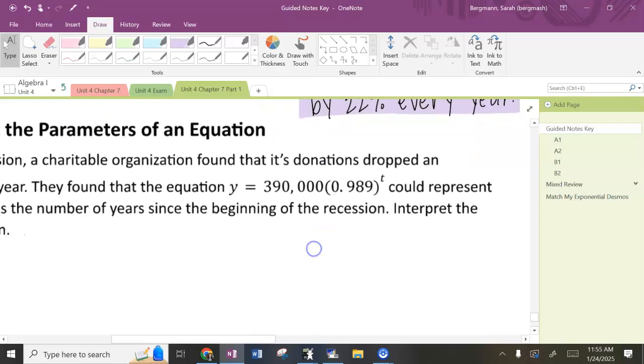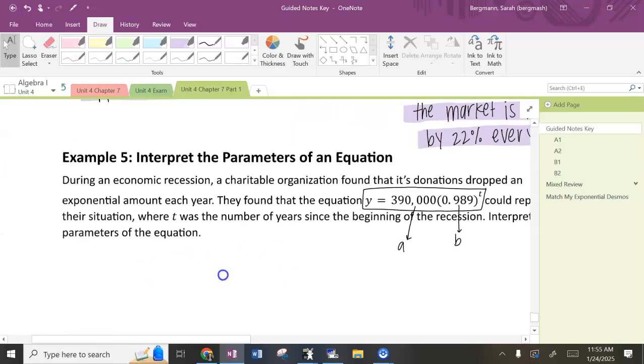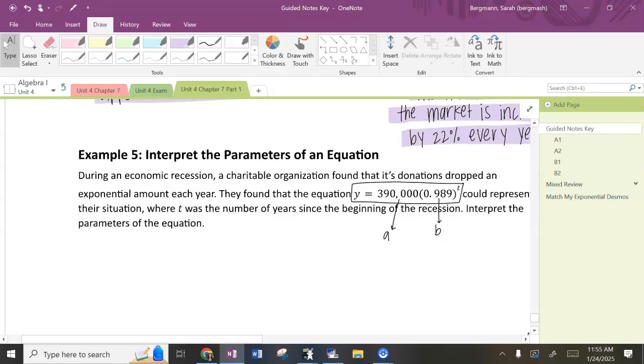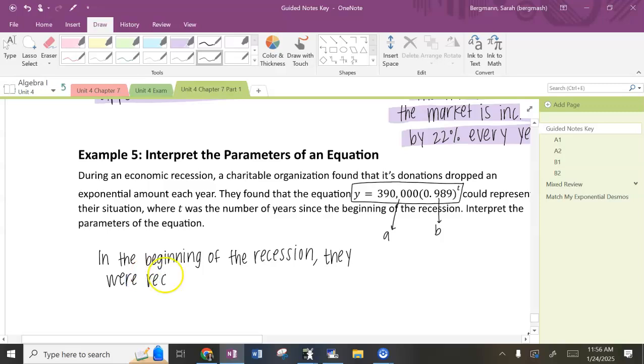If we look at this equation, you might already notice the base b is less than 1 this time. Remember, if the base is less than 1, that means that it's exponential decay. If the donation amount is dropping, we know that's going to be decay. So let's go ahead and interpret the A value first. So what it's saying is that in the beginning of the recession, or before the recession, they were receiving $390,000 each year.